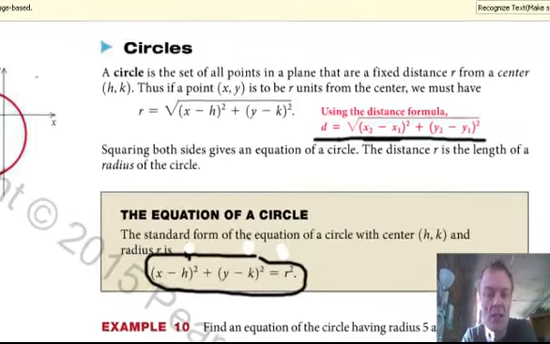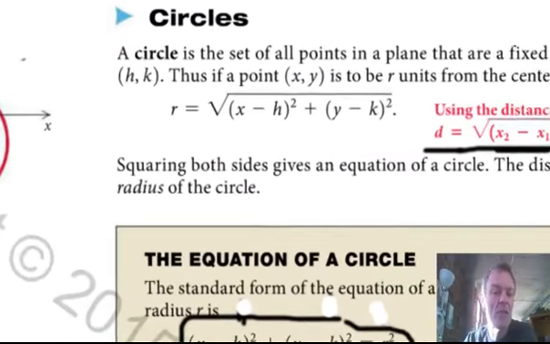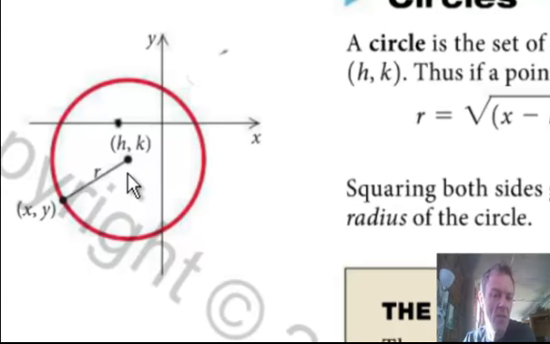Okay, the equations of circles. Now the equation of a circle is actually derived from the distance formula. If you look at this diagram over here, supposing we call the center of the circle (h, k) and some point on the edge (x, y). Can you see the distance between those two points is the radius?